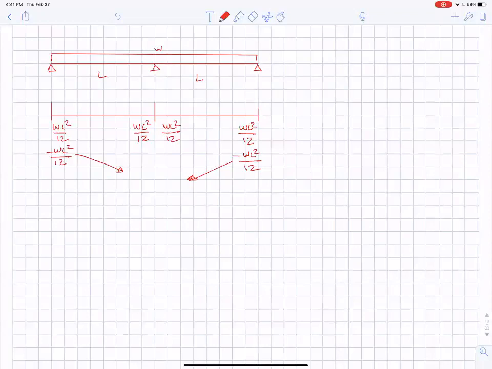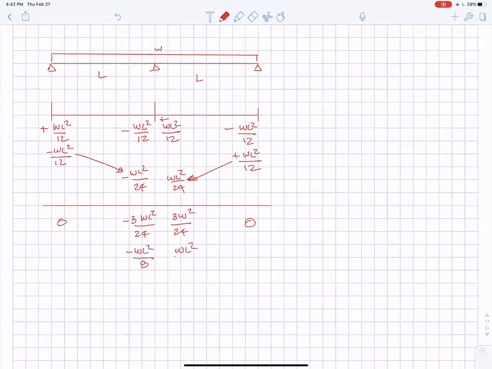Oh, see, I already messed up. Plus, minus, plus, minus. You add it all up, and you get 0, negative 3 WL squared over 24, 3 WL squared over 24, and 0. And this is how I knew, and these are technically exact.